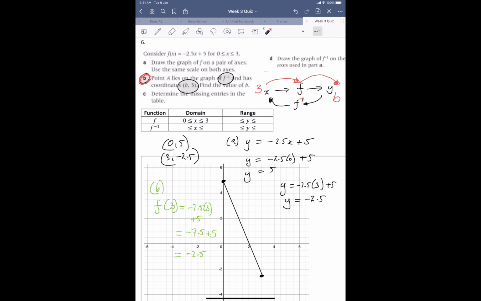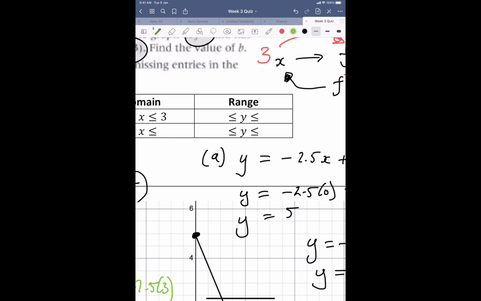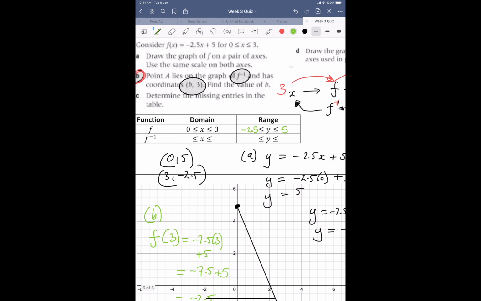C, determine the missing entries in the table. Well, I think it's going to be quite easy to work out the range, because the range is just the difference in heights here. Can you see that? The domain was already given in the question. So the range is from a height of 5 down to a height of negative 2.5. Of course, the great thing is with the domain and range, for the inverse, they just switch over. So we just transfer over here, 0 to 3, and we transfer over here, minus 2.5 to 5.